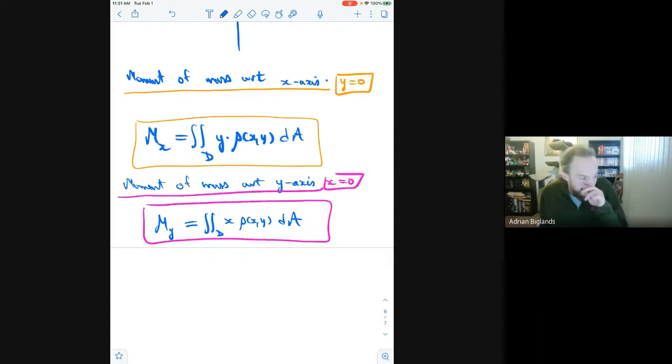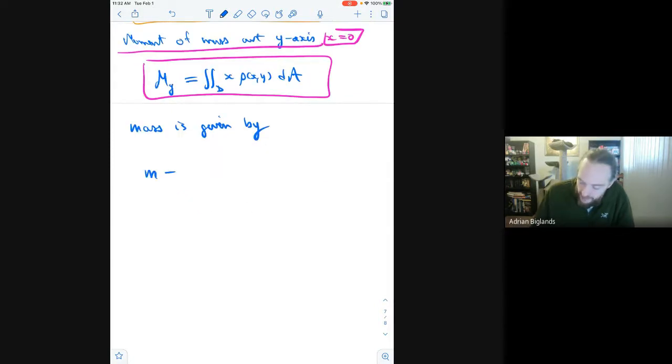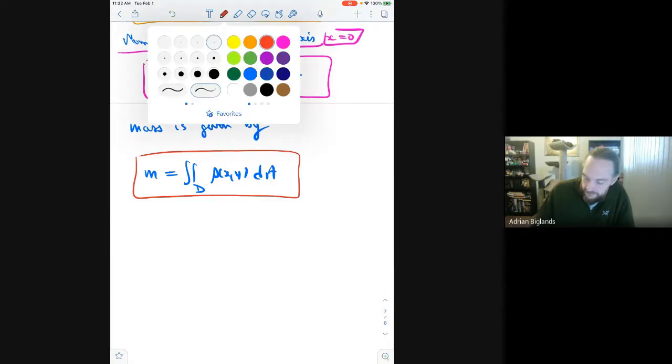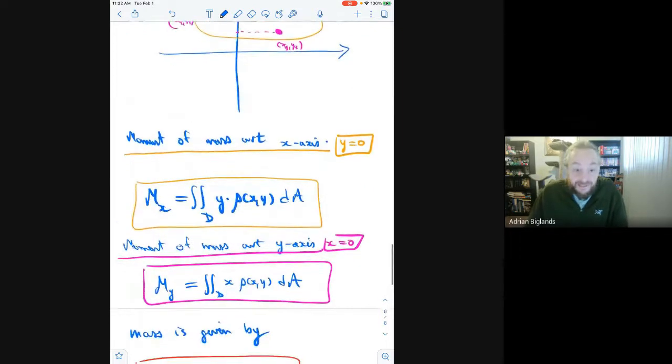And then recall the mass is given by m, which is just the double integral of the density at each point, the variable density. And then finally, we combine the ratios of these three things to give us center of mass.